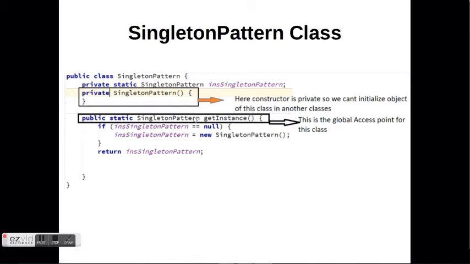And next coming to get instance method. This is the global access point for this class. The access specifier of this method is public and static, and the return type of this method is singleton pattern class, the object of this class. Next coming to the code, what I have written in this method is we have one condition which is checking the variable whether it is null or not. If it is null, just create the object and return. If not null, just return the object. That's it. Next I am going to main singleton pattern class.